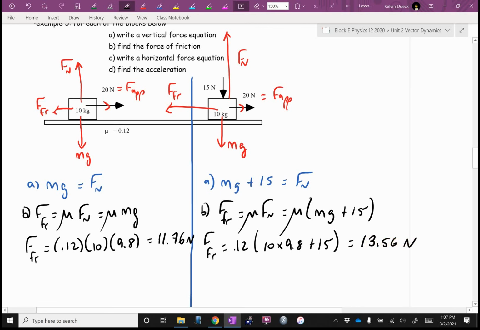Okay. By the way, who was doing the free body diagram with me? Harsh? I noticed that both of these are less than 20, so the 20 is still winning. So good. Our guess was kind of right.